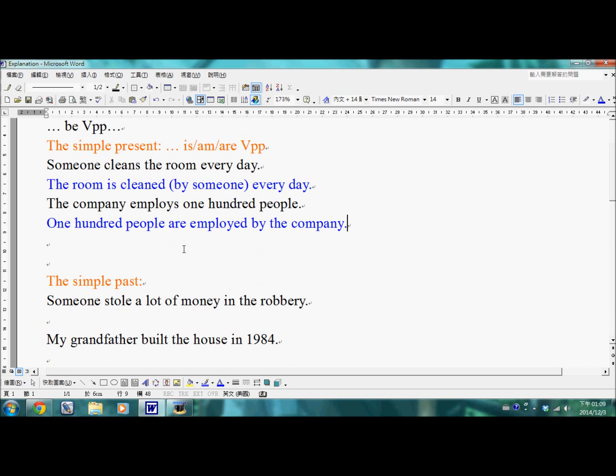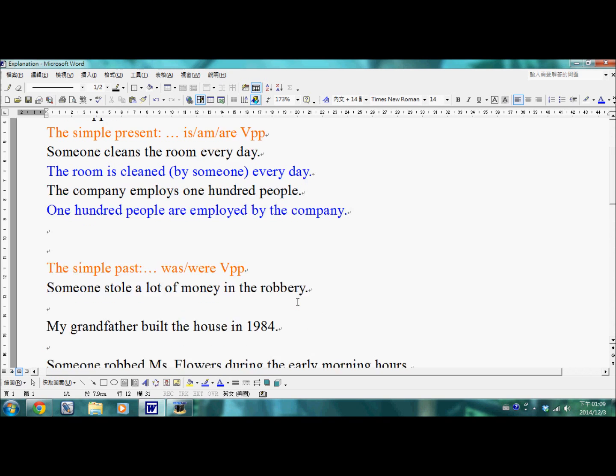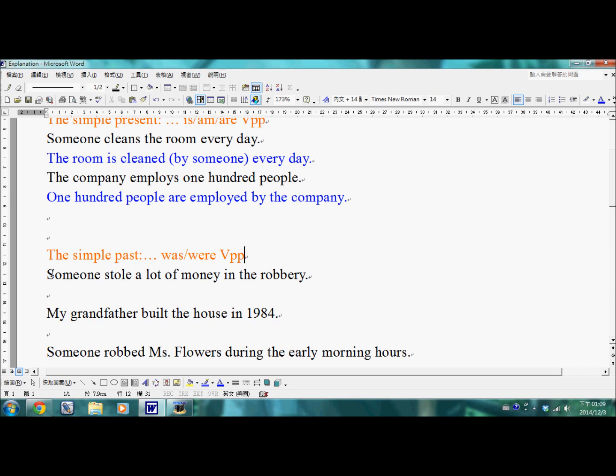We move on to the simple past tense. Easy. In the simple past tense, instead of using is, am, are with the verb past participle, we use was or were with the verb past participle. So let's look at the first example. Someone stole a lot of money in the robbery. We know that whoever stole the money is unknown. We don't know who they were. So what's important was that the money was stolen.